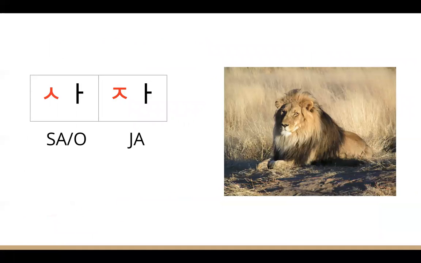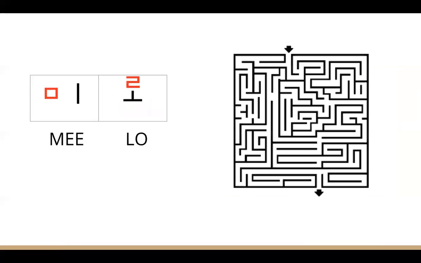This is the first word for today. 사자. It means lion. 사자. The next word is 미로, and 미로 means maze. 미로.